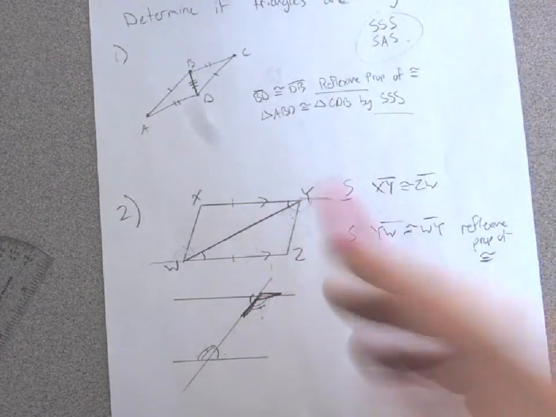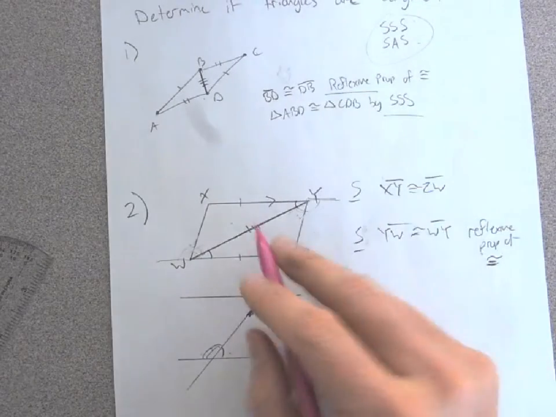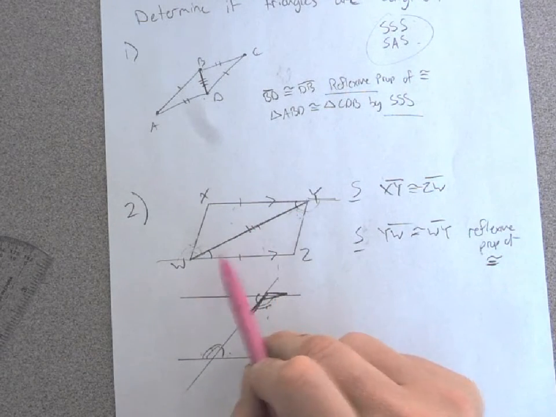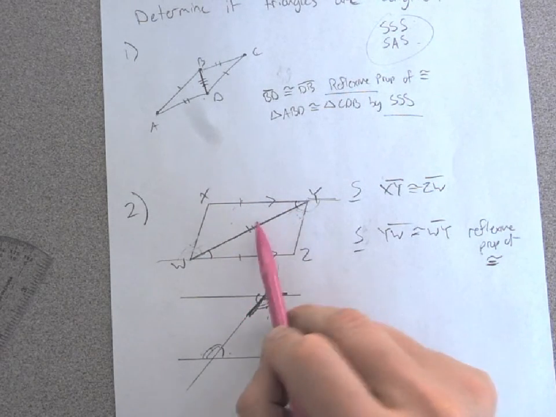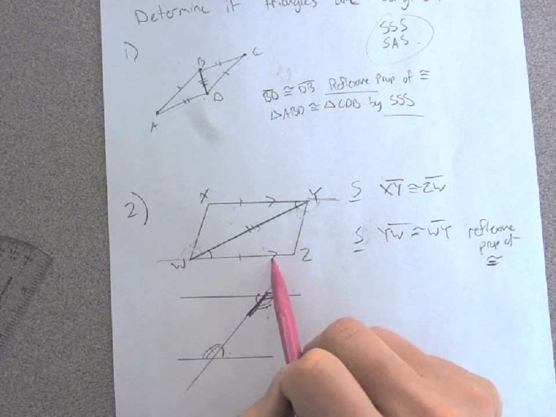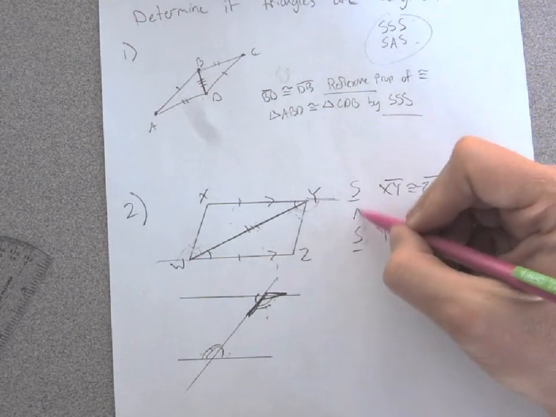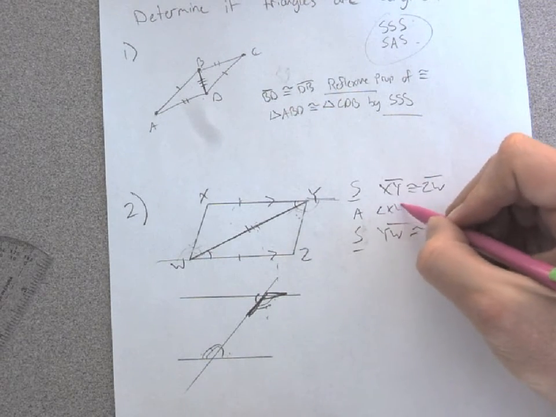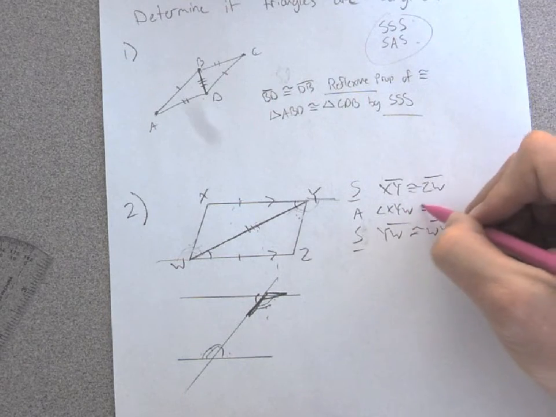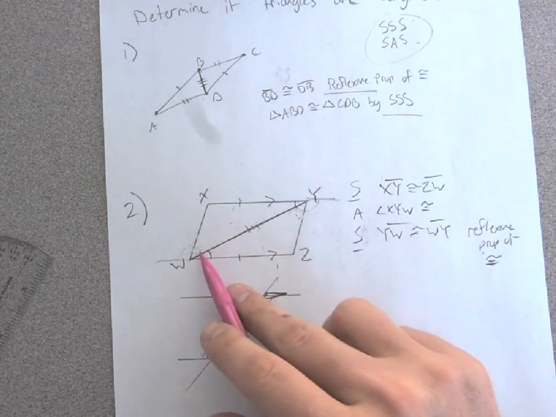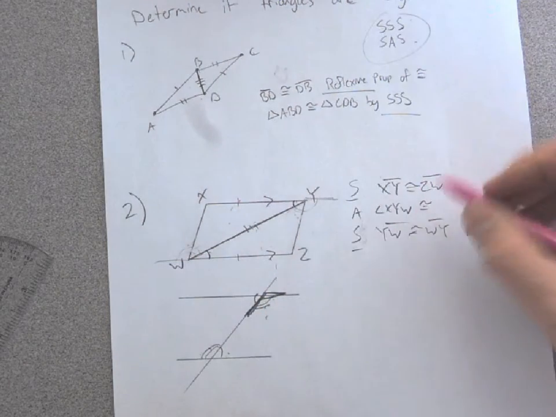So we basically have side, angle, side. Here's side angle side of one and then side angle side of another. So yes, we have an angle. We have angle XYW is congruent to angle ZWY.